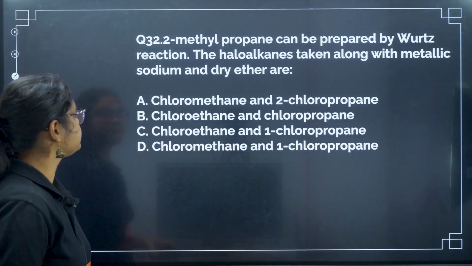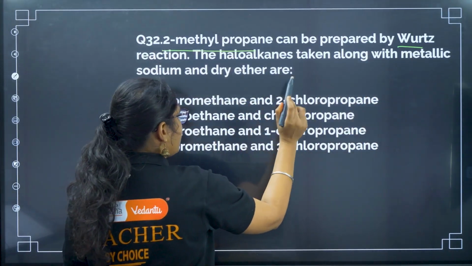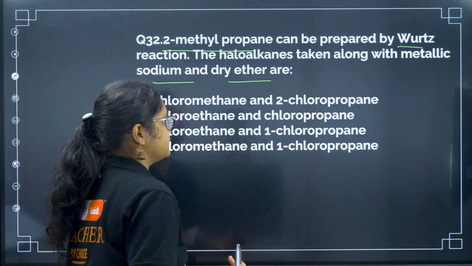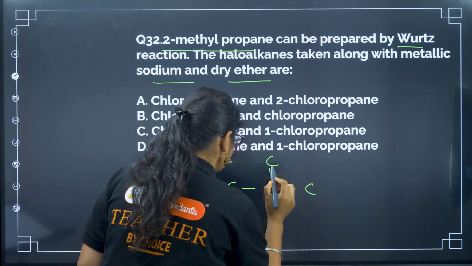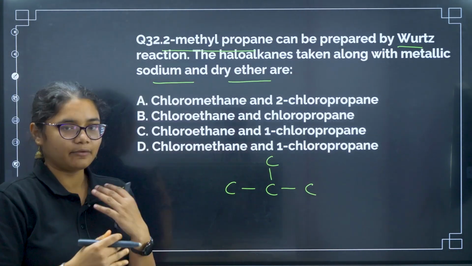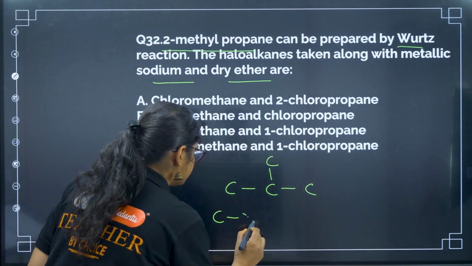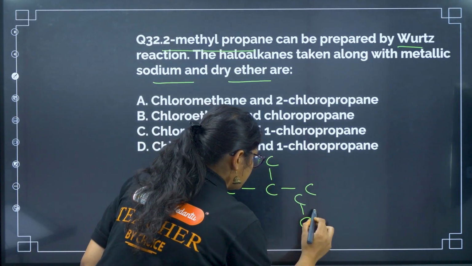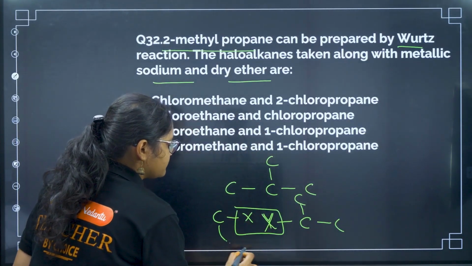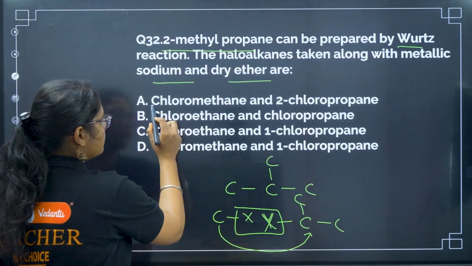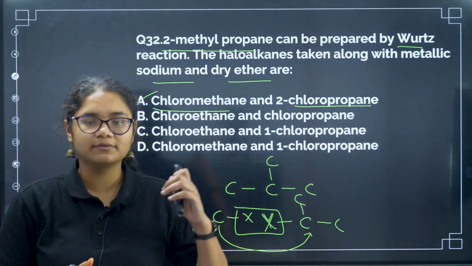Next, 2-methyl propane can be prepared by Wurtz reaction. The haloalkanes taken with metallic sodium and dry ether are? So 2-methyl propane we have. We should remember that whatever haloalkanes you take, at least one of them should be primary. So we can take CX and another is this one. The XX will go and this part will join here. So one is chloromethane and another is 2-chloropropane. So the correct answer for this question is option number A. This one is again an easy question.